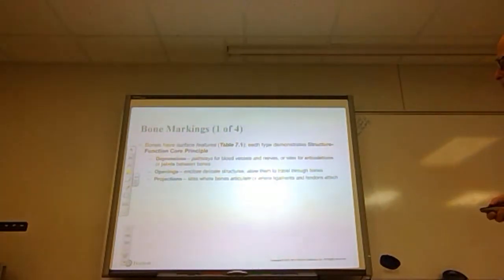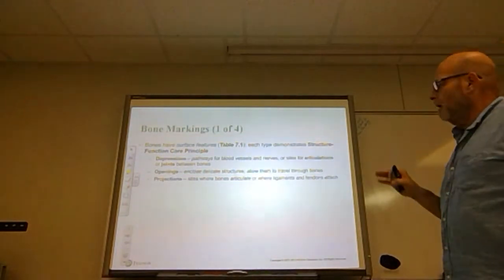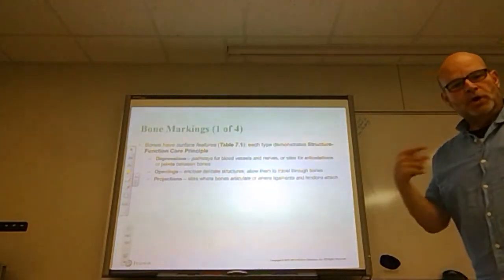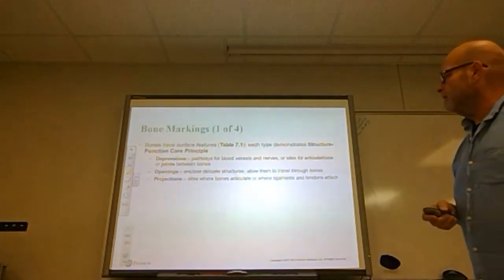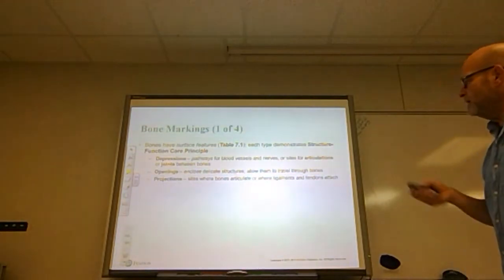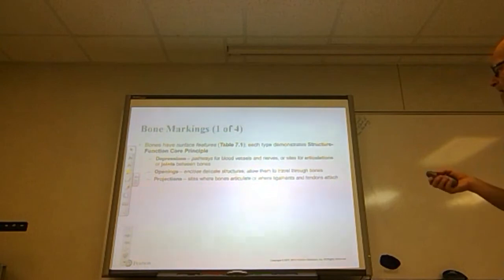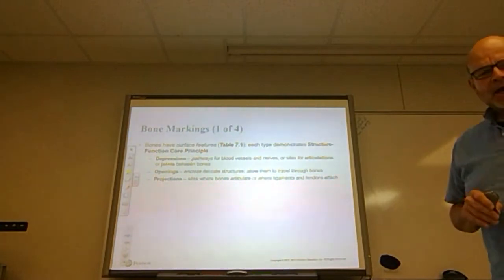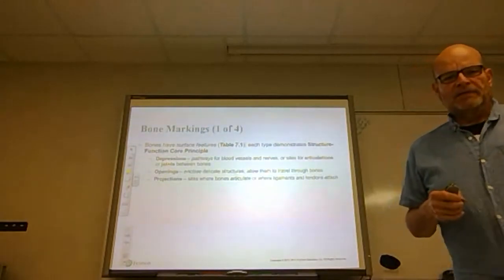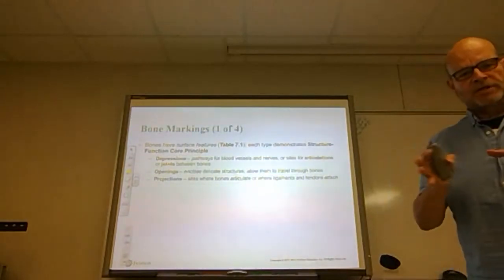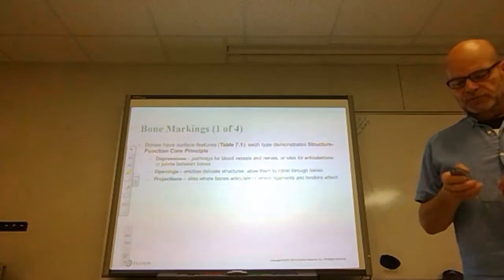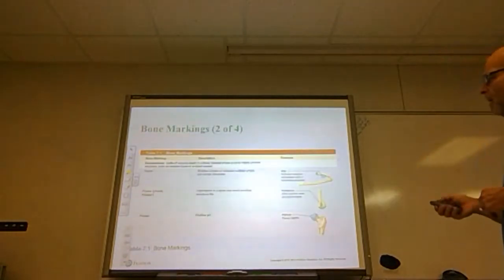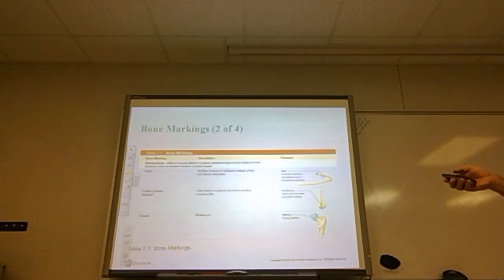Openings enclose delicate structures and allow them to travel through bone. We'll look at different types of openings where nerves and blood vessels again go through. And then projections, these are sites where bones articulate with other bones or where ligaments and tendons attach. I'm sure in your lab you will spend a lot of time looking at the different articulation points of the bones.